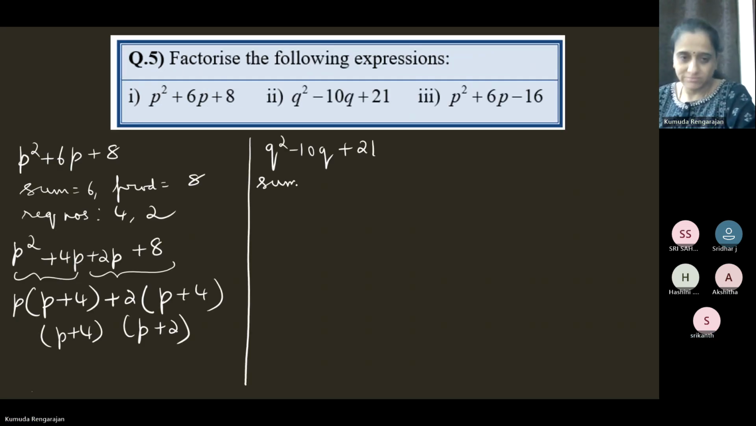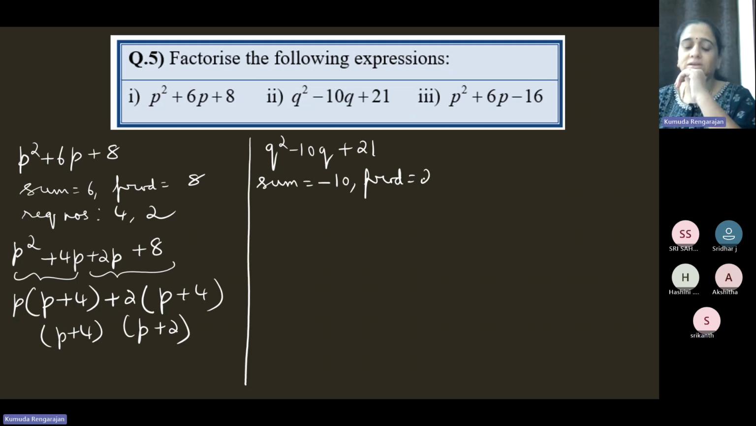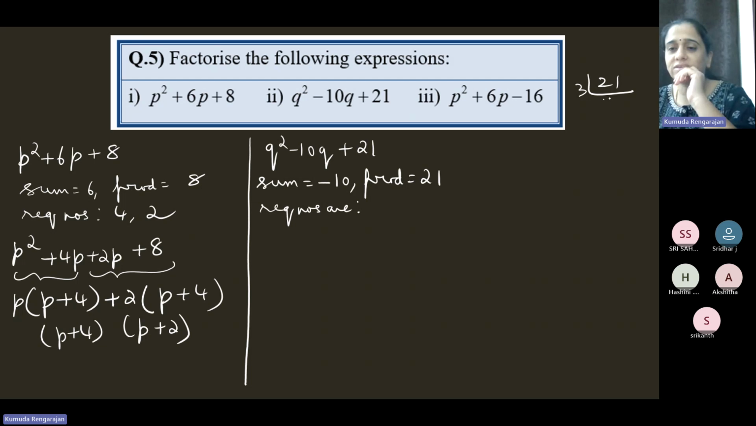Ma'am, sum is minus 10 and the product is 21. So what are the two numbers? Ma'am, 3 and 7. Correct. 21 is 3 sevens are 21, 7 ones are 7. So there's no choice. So required numbers are 3 and 7, minus 3 and minus 7. Correct. Minus 3 and minus 7, because minus 3 minus 7 is minus 10. And when you multiply minus into minus plus, 3 sevens are 21. Very good.